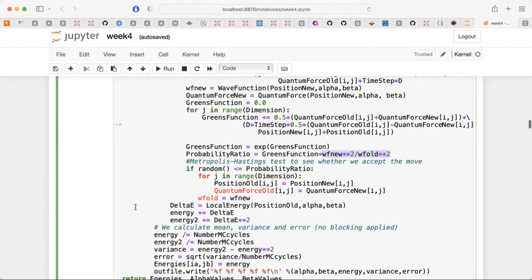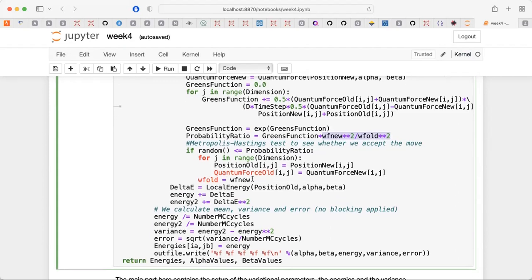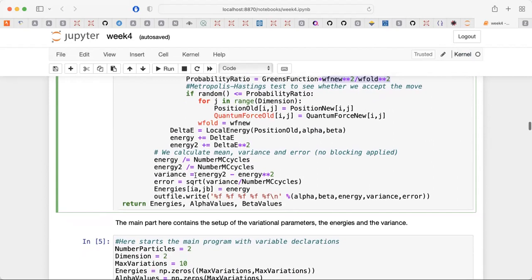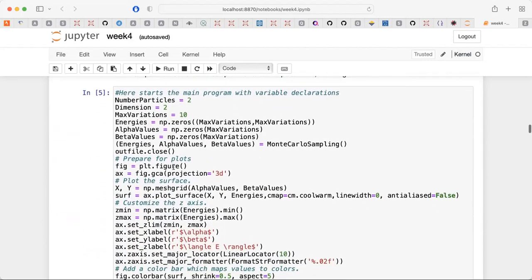So then, when I've calculated the ratios, I calculate a random number according to the uniform distribution, and I relate that one to the ratio probability. And if this is less than or equal to that one, then I simply update my old position with the new one, and I update the old quantum force with the new one. And my old wave function is equal to the new one. Then I calculate the local energy, and then I update the parameters, and then I perform the final calculation of the energy and the energy squared, and then I can do variances and so on. And here you can see the definition of the system.